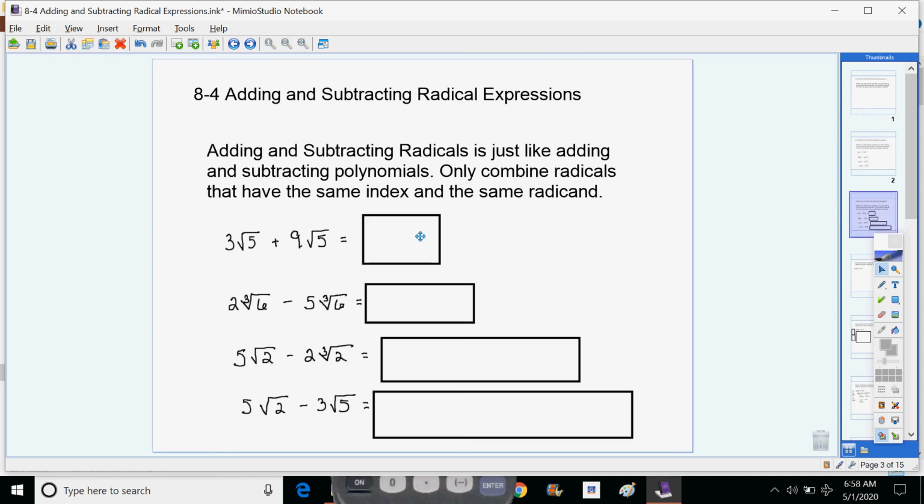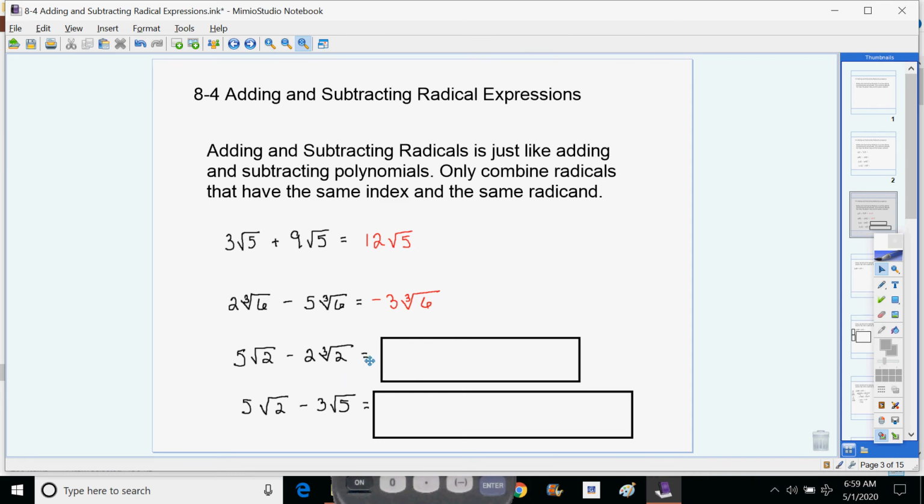So for example, this one can go together, same radicand, square root of 5s. Here once again, same radicand, same index. We're counting cube root of 6s, so 2 minus 5 is negative 3 of them.